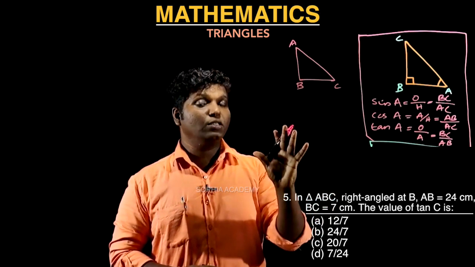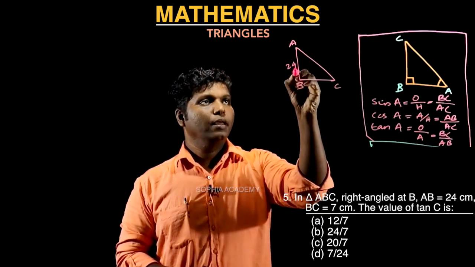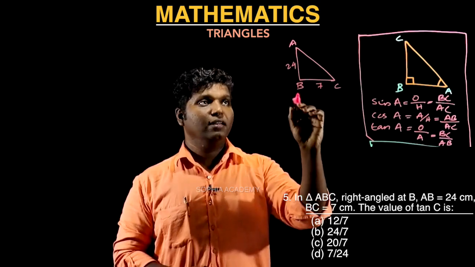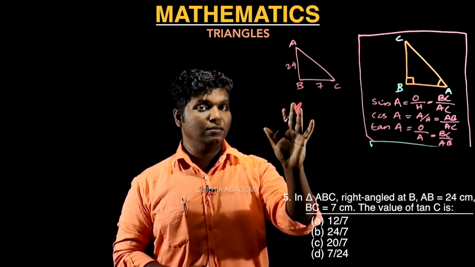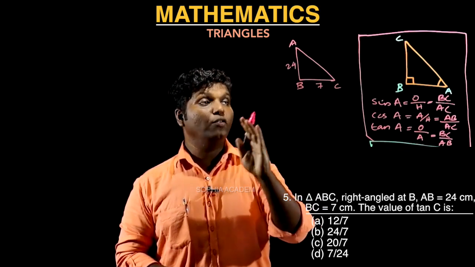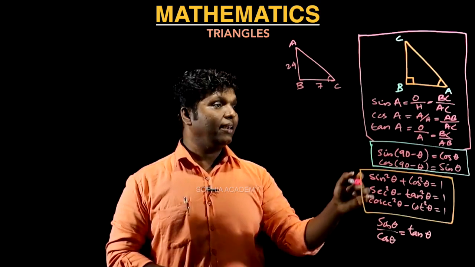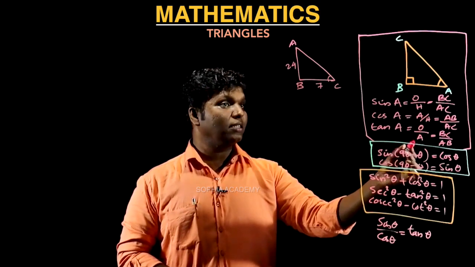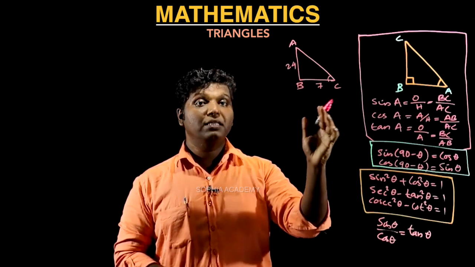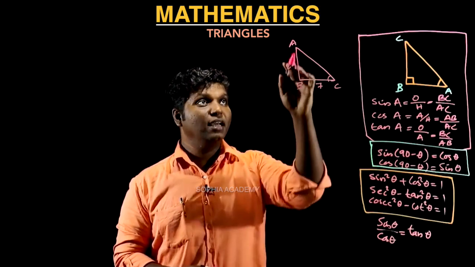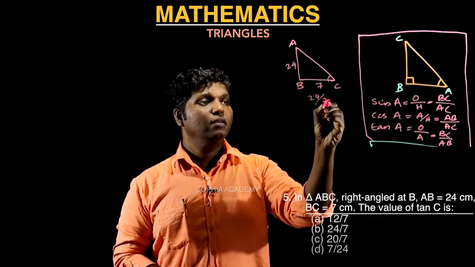Then what is given inside the question? AB is equal to 24 and BC is 7. So AB is 24 centimeter, BC is 7 centimeter. You mark it. You have to find the value of tan C. So this is your angle tan C. What is tan? Tell me tan. Opposite side by adjacent side. Opposite side is AB, adjacent side is BC. So opposite side by adjacent side is AB by BC. It is 24 by 7.